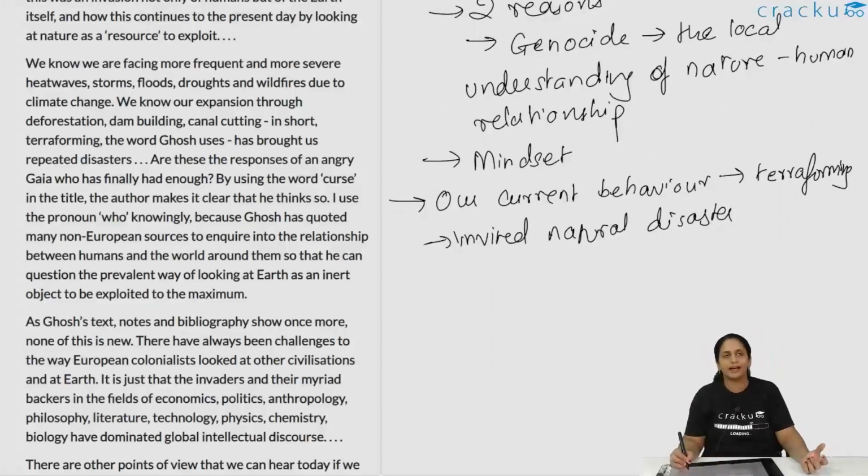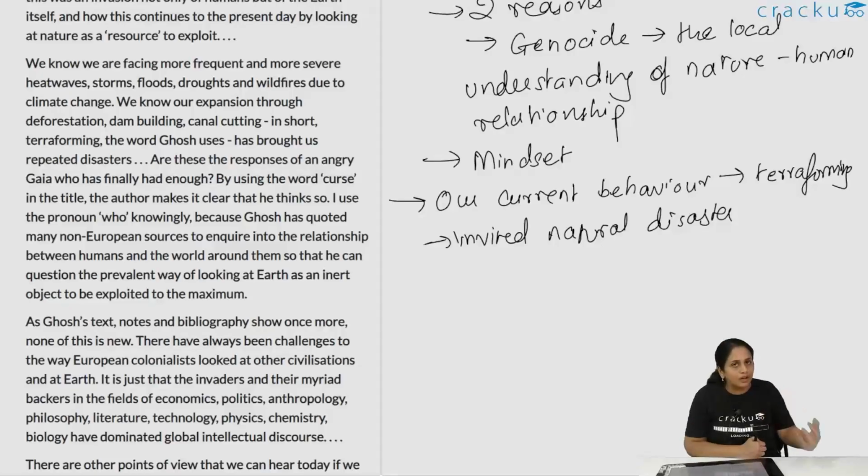Now the author says that when Ghosh used the word curse, he intended to depict the Earth as somebody who could curse. And who can curse? A person can curse. Somebody with feelings, with sentience can curse. So the author very knowingly chose a way of depicting Earth as a being which can do things. Similarly, the author of this particular passage is also calling it who. It is giving a pronoun which is a person pronoun.